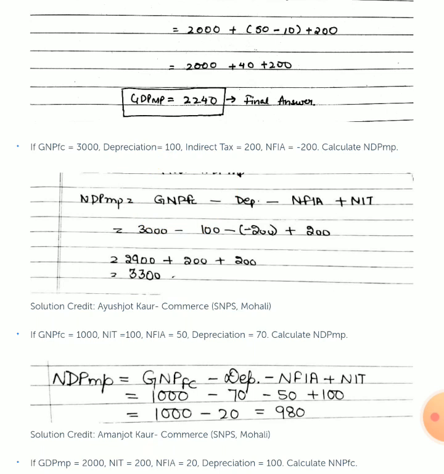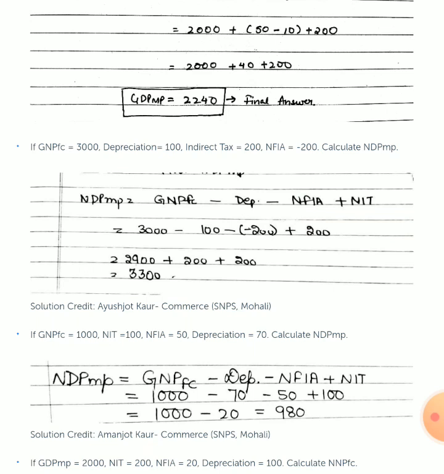Now first we have to convert gross into net. So what we will do, we will change gross into net. How will we change? By subtracting depreciation. Okay, then we will change national into domestic. So how will we change? We will subtract NFIA. Then PP is same. Now we will change FC into MP. So what we will do, we will add NIT, net indirect tax.